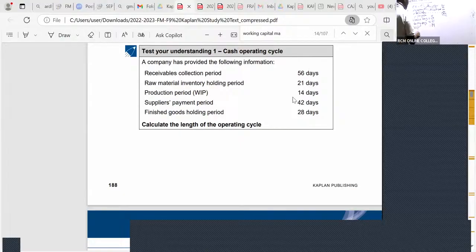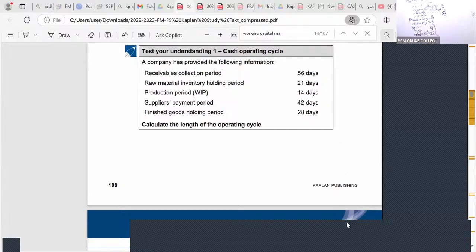Supplier payment, those are payables. So payables, we shall always subtract. We have 42. And then we have finished goods days. This part of inventory will be positive. Finished goods days, we have here 28.